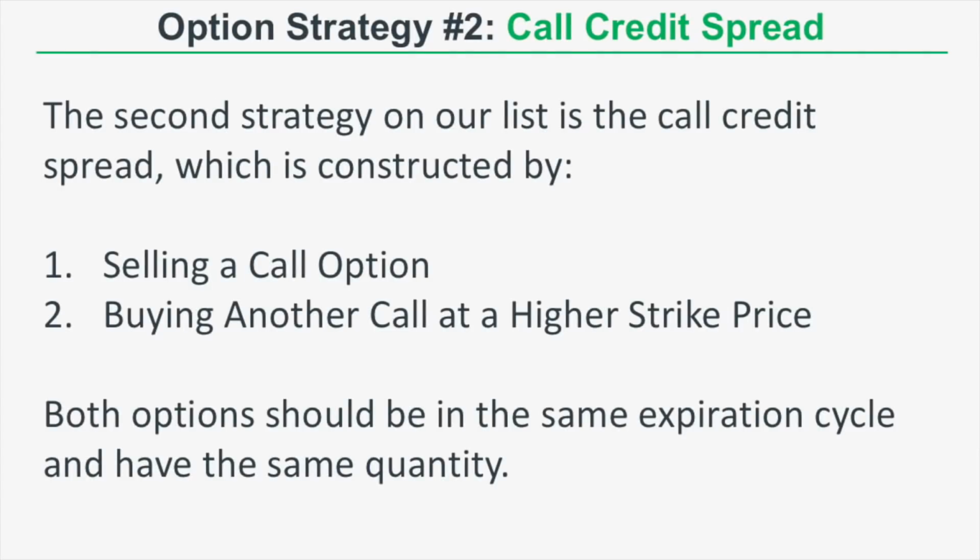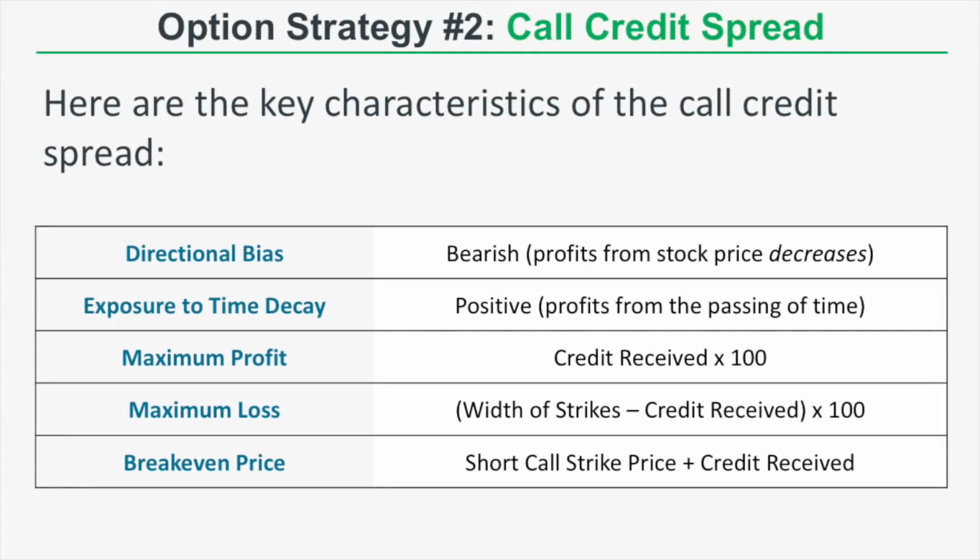Now the second strategy on our list is the call credit spread, which is constructed by selling a call option and buying another call option at a higher strike price. Now both options should be in the same expiration cycle and have the same quantity. So for example, if you sell 5 call options, you should buy another 5 call options at a higher strike price. Now you'll collect a credit for this strategy because call options at higher strike prices are cheaper than call options at lower strike prices. So the call option that you sell will bring in more premium than you pay out for the call option that you buy.